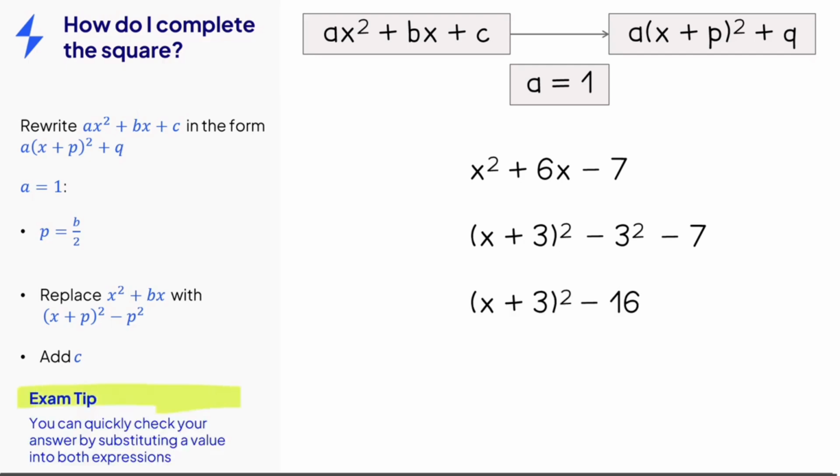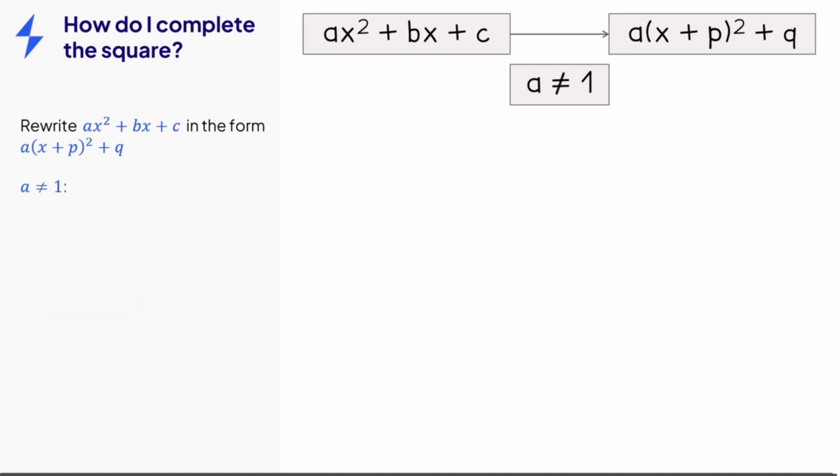We could quickly check if we made any silly mistakes by substituting a number into the first expression and the last expression. So if we chose x equals 1, we would get 0 from both expressions. Now let's look at what we do in the case when a is not equal to 1.